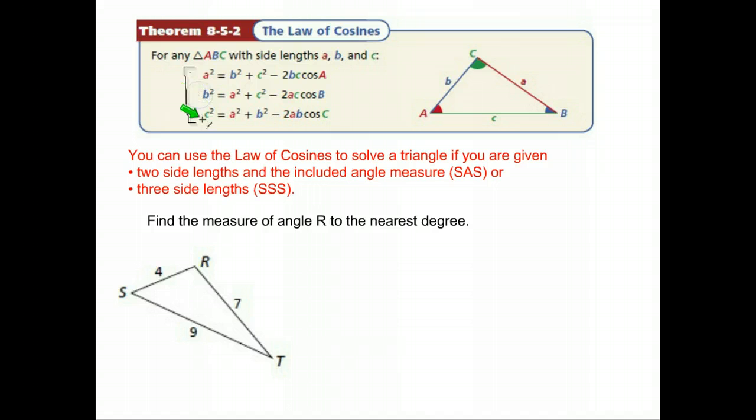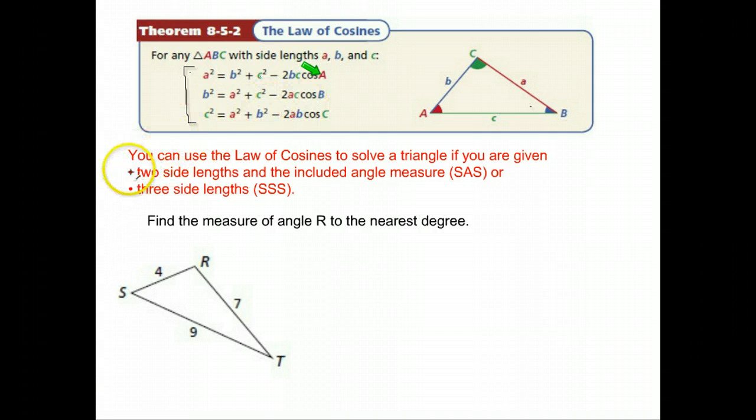So here's our three different formulas we use. Again, capital A, capital B, and capital C represent the angles in the triangle. Lowercase a represents the side across from angle A. Lowercase b represents the side across the triangle from angle B. And lowercase c represents the length of the side across the triangle from angle C. Okay, so notice all of these lowercase letters, those are lengths of sides. The uppercase letters are angles.